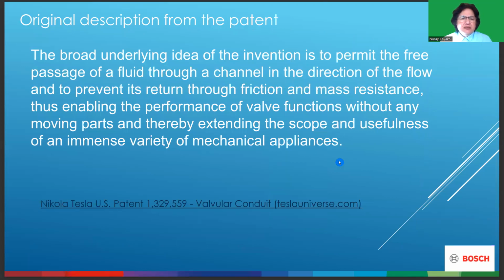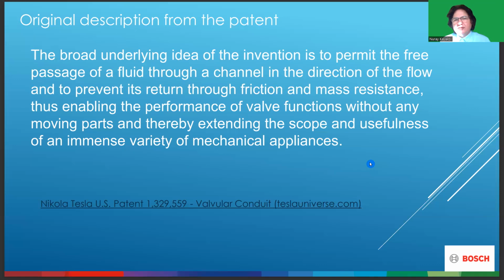Let's see the original description of this patent. Let me read. The broad underlying idea of the invention is to permit the free passages of fluid through a channel in the direction of flow. So until now, free passages of fluid through a channel, that means it moves in that direction without any resistance. And let me continue: to prevent its return through friction and mass resistance, thus enabling performance of valve functions without any moving parts and thereby extending the scope and usefulness of an immense variety of mechanical appliances.